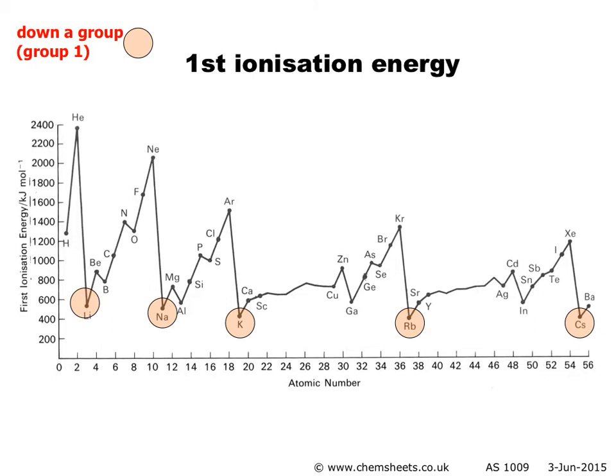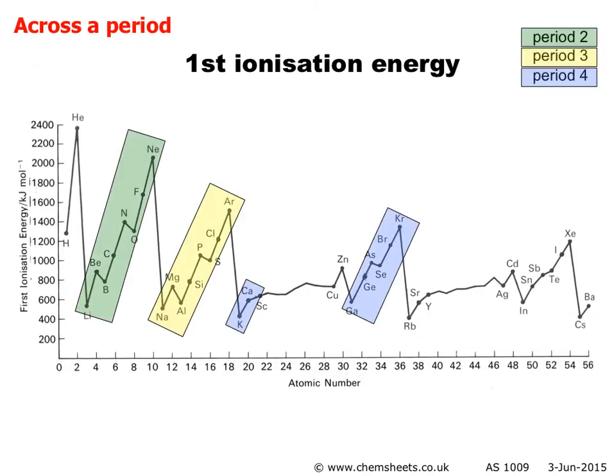We can see that as you go down the group, the first ionization energy decreases, and again because of increased shielding and an increase in the distance from the outermost electron to the nucleus. We can see the general trend across the different periods. So there's period 2 from lithium to neon, period 3 from sodium to argon, period 4 from potassium to krypton. The general trend is that it increases across the period, and we can explain that because of an increasing nuclear charge and a decreasing atomic radius.